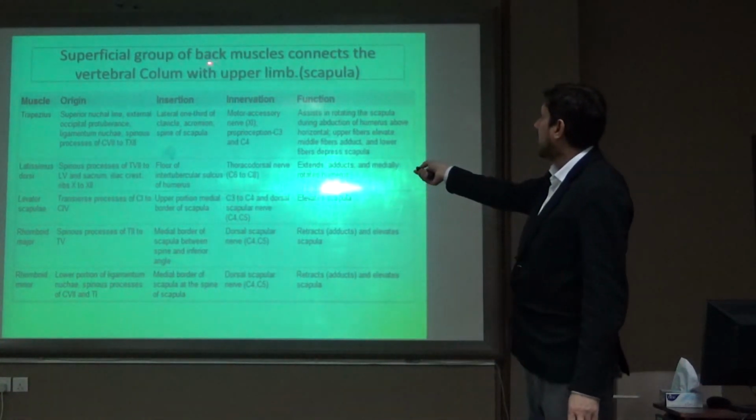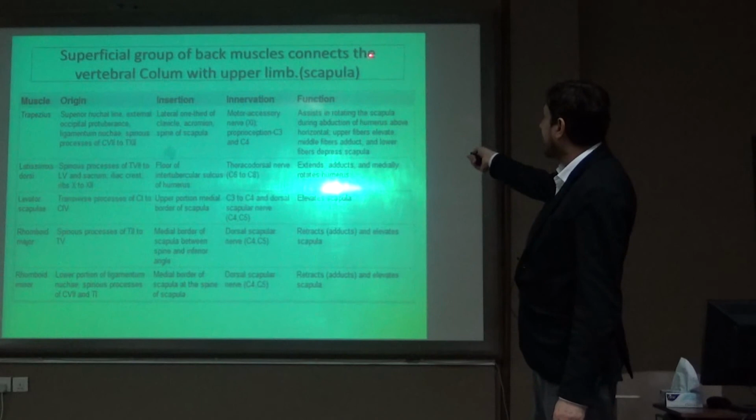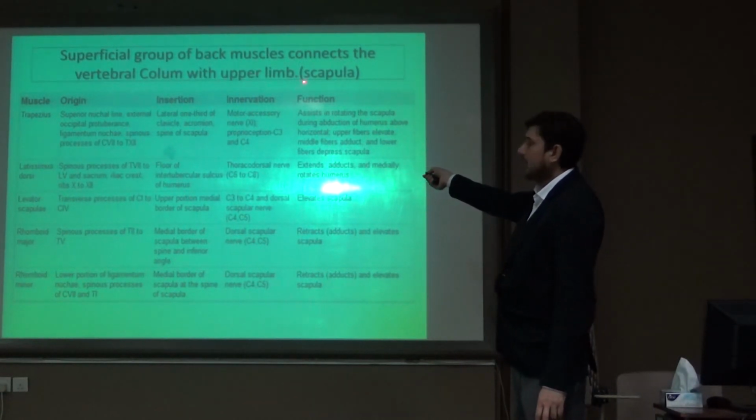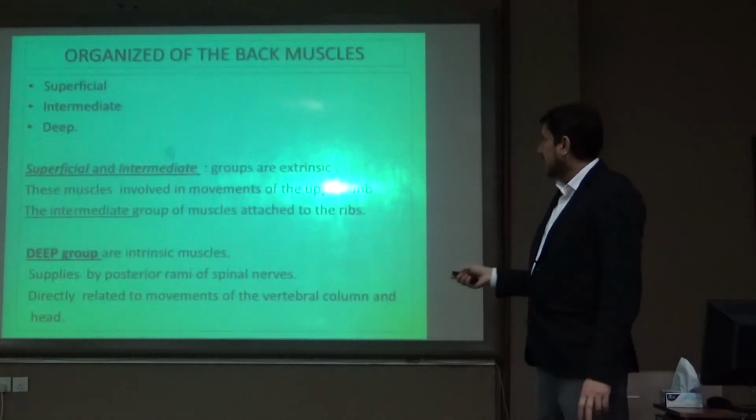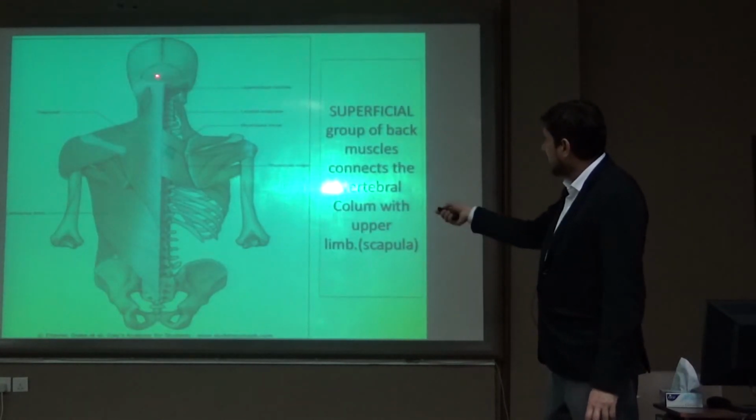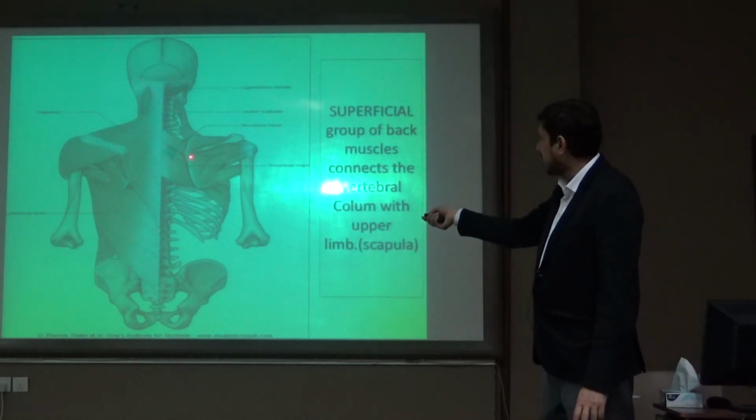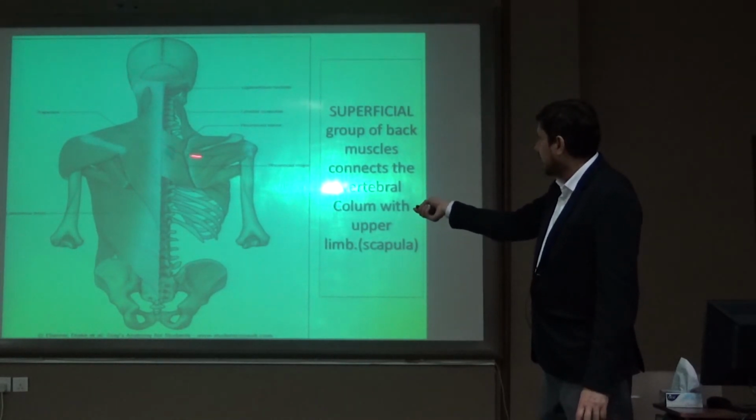Superficial group of the back muscles connecting the vertebral column with the upper limb. Is it clear? With the upper limb. Are these muscles connecting to the upper limb or not? Yes, this is also connecting to the upper limb.